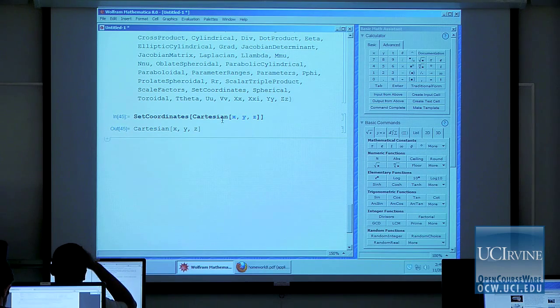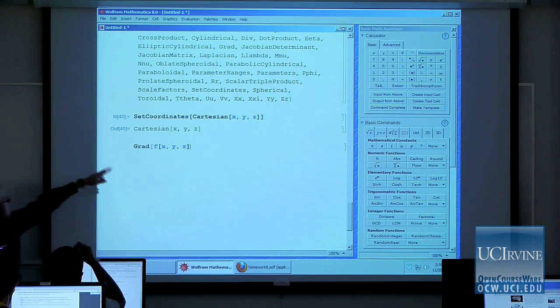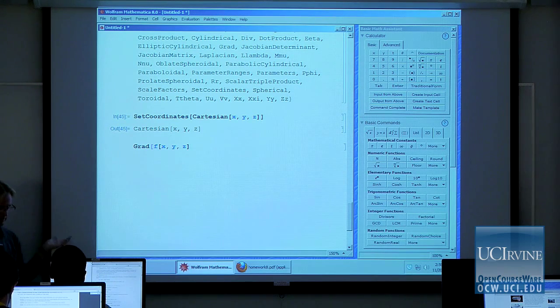All right, now let's go ahead and get the gradient. All right. And I'm going to do this symbolically for an arbitrary function f of x, y, and z. Okay, so if I want the gradient, I say grad, bracket, and then I put in what I want the gradient of. Okay, so I'm going to say f of x, y, and z. All right, we haven't specified a function here, so we're going to get a generic symbolic result.